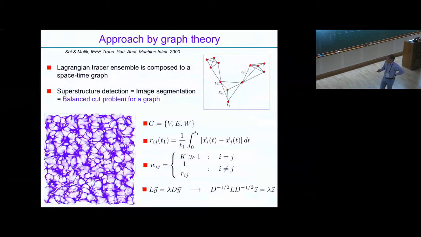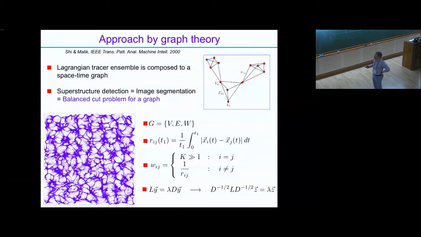And one way to do that is applying graph theory. So you basically consider your Lagrangian tracer ensemble as a space-time graph, which is composed of vertices, edges, and weights on the edges. I have just given you a sketch here. And you're doing this with respect to space and time. And you are defining a kind of dynamic distance, which basically tells you how close two particle trajectories come on average over a certain time interval, which is t1 in this case.